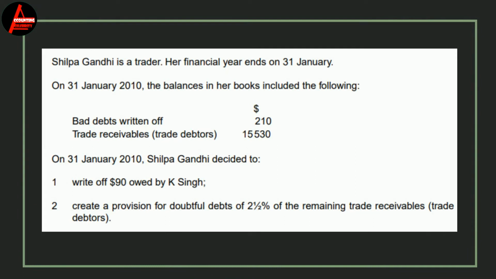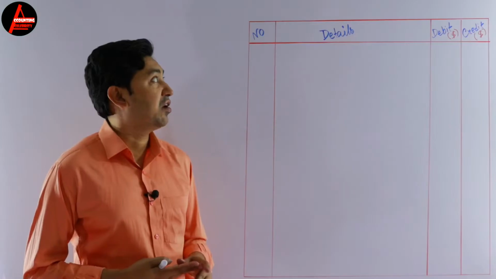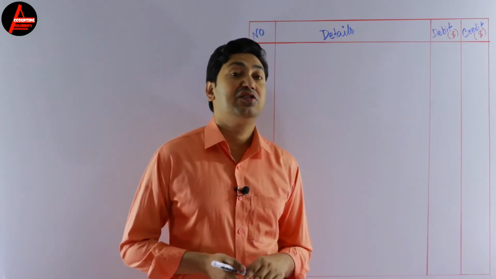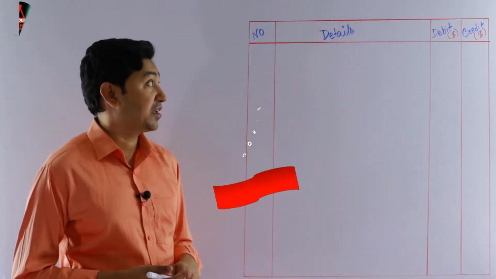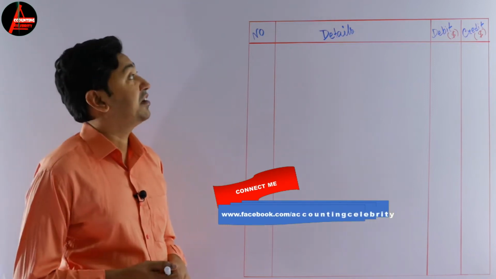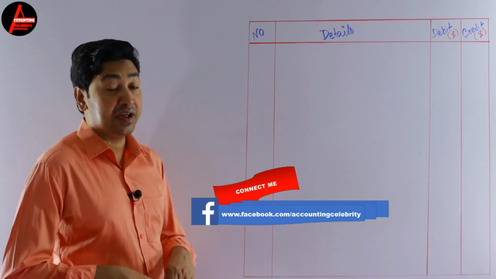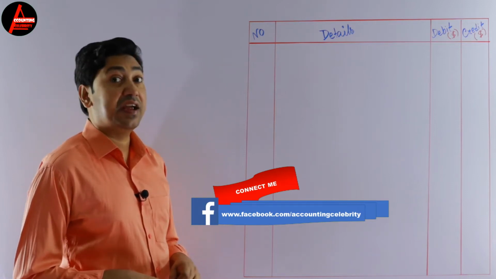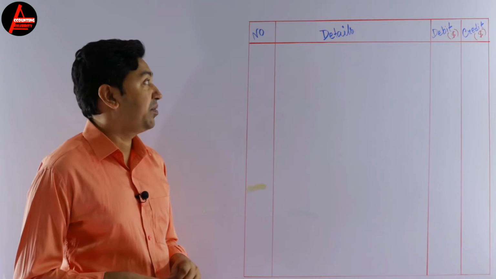Now what is the first adjustment in the question? It is writing off the bad debt. So here already you know that bad debt is an expense. So expense will be debited. So expense is increasing here. So expense will be debited, and the customer, who is the customer here? Customer is here, Casing. So Casing will be credited.